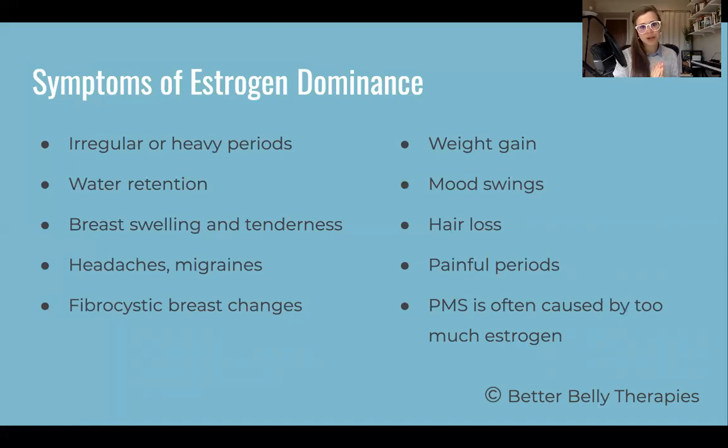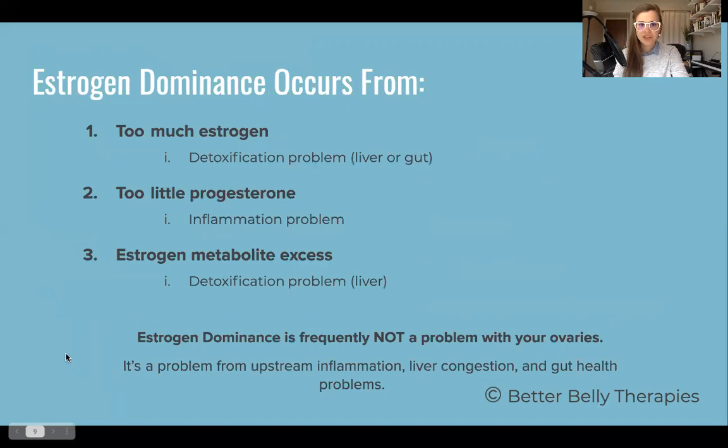But symptoms of estrogen dominance are irregular and heavy periods, water retention, breast swelling and tenderness, headaches and migraines, fibrocystic breast changes, weight gain, mood swings, hair loss, painful periods, and PMS of any sort is often caused by too much estrogen. And then estrogen dominance occurs from too much estrogen, which is a detox problem, or too little progesterone.